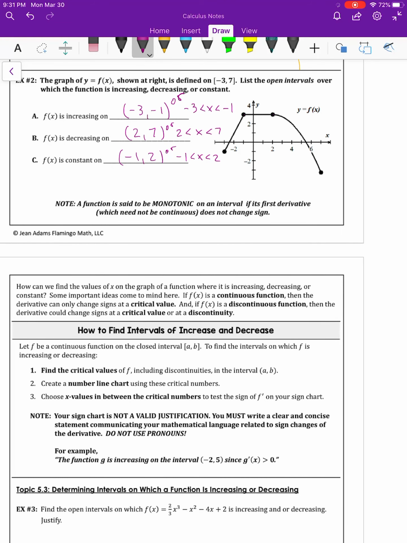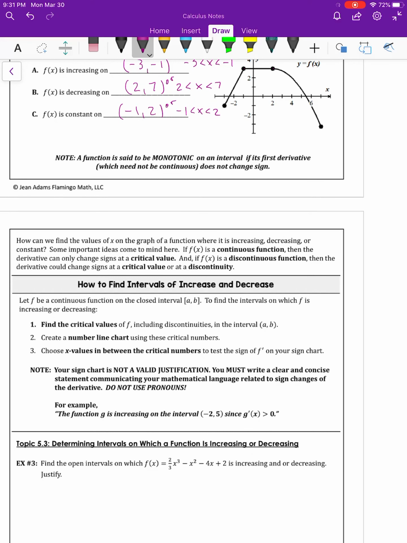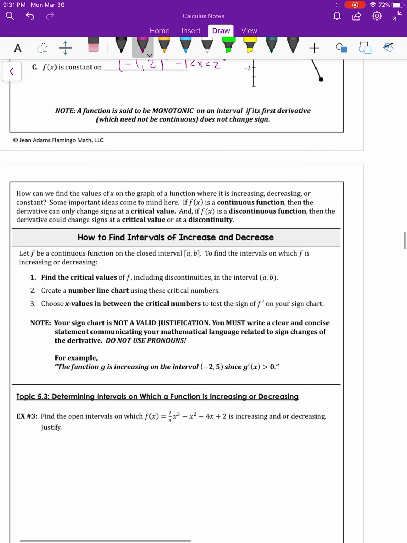And we don't do much with monotonic, but if you were getting a math major, they do talk about monotonic quite a bit. I'm not going to go into that. It's just a little note there. How can we find the values of x on the graph of a function where it is increasing, decreasing, or constant? Some important ideas come to mind.